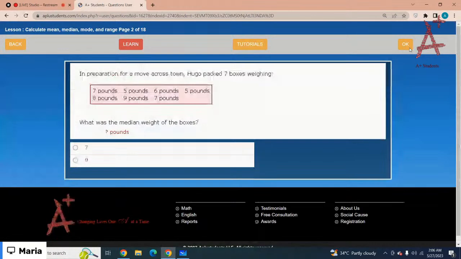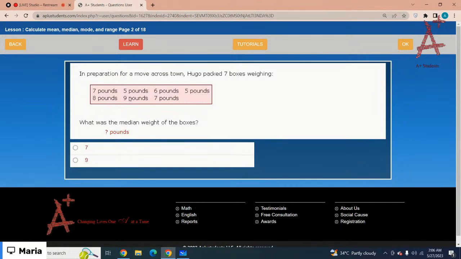Okay, the next one is: in preparation for a move across town, Hugo packed 7 boxes weighing 7 pounds, 5 pounds, 6 pounds, 5 pounds, 8 pounds, 9 pounds, and 7 pounds. What was the median of the weight? You have to calculate the median weight of the boxes.